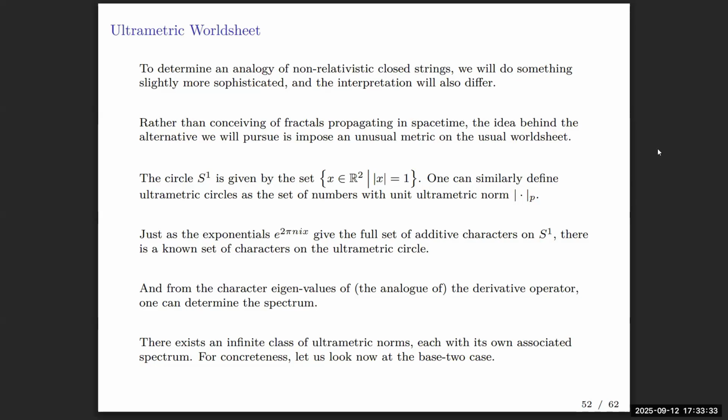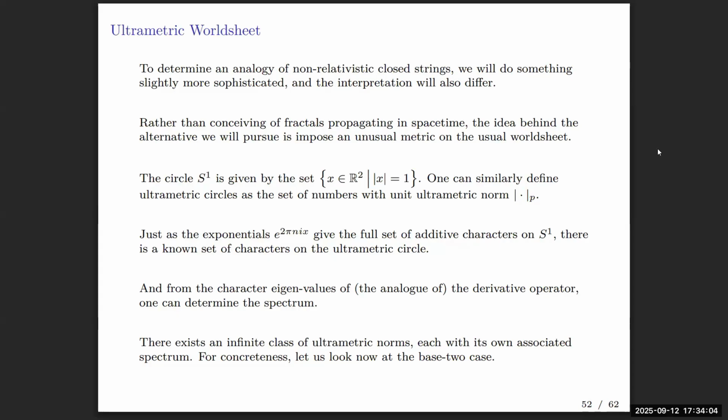But then, to determine the spectrum under this perspective, let's just compare. With the usual case, the periodic boundary conditions come from taking the circle, which is the set of numbers with unit norm. That set you can also define with respect to this hierarchical distance. You can define numbers with unit norm. And now the exponentials give you the full set of what are called additive characters. That just means that if you multiply two of them together, the arguments just add up. You get the same function with the arguments added up.